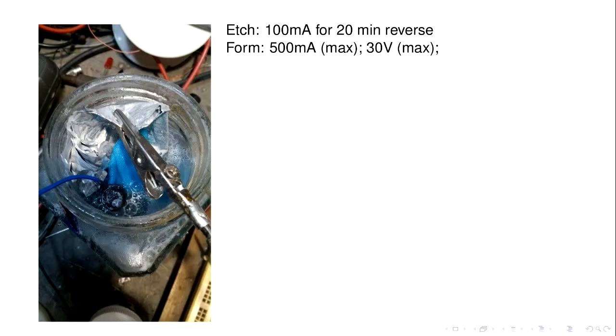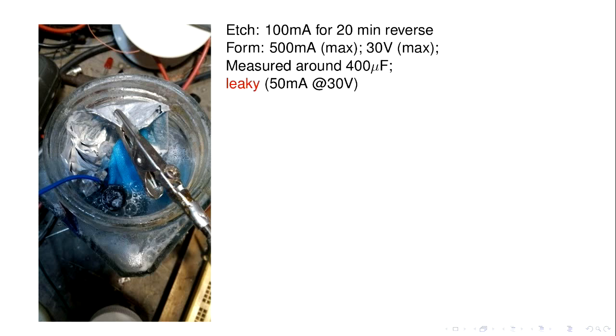So when you've done that at 100 milliamps, then you put it the other way, set it to 500 milliamps this time, and 30 volts. And what you'll see is that the actual voltage will start off at about 3 volts and gradually creep up while the current's sitting at 500 milliamps until it gets to 30 volts. And then the current drops until it stabilizes. In my case, it stabilized at about 50 milliamps.